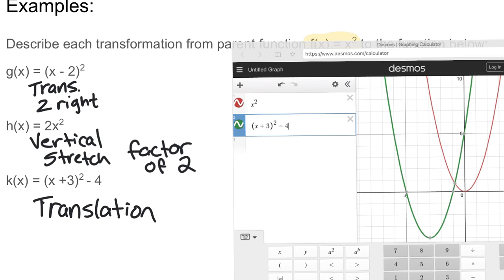And it looks to me like it went 1, 2, 3 units to the left and 1, 2, 3, 4 units down.